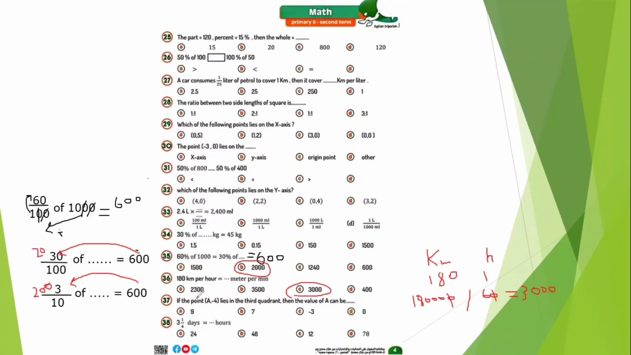37. The point A and -4 lays in the third quadrant. Then the value of A can be third quadrant.